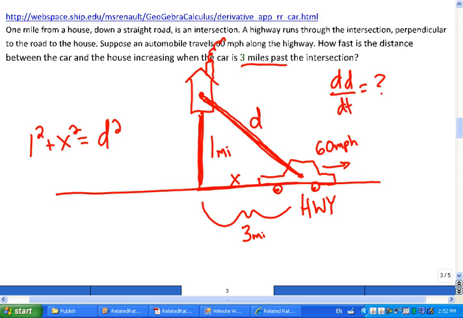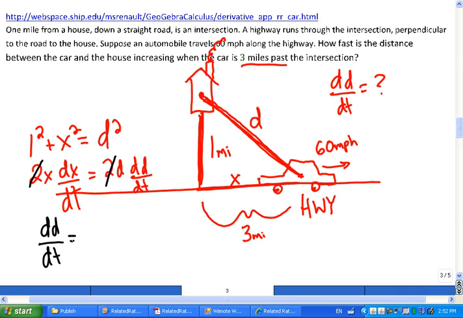So if I take derivatives on this with respect to time, 2x dx/dt equals 2d dd/dt. Yeah, there's a lot of d's in there. Perhaps I should have chosen a better letter, but those 2's would disappear. And what I'm looking for, if I solve for dd/dt, is x over d times dx/dt. Okay, now we can do it.